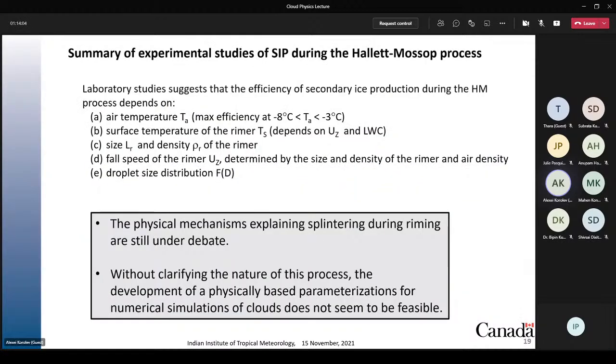And again, we learn a lot from those experiments: that rime splintering may of course depend on temperature, the surface temperature of the particle which collects those droplets, size, density, mechanical properties, but the physical mechanism explaining splintering during riming is still under debate. So we do not understand what's going on there, and without clarifying the nature of this process, the development of physically based parameterization doesn't seem to be feasible.